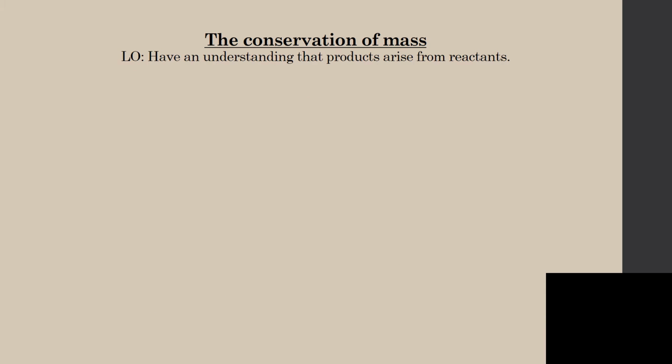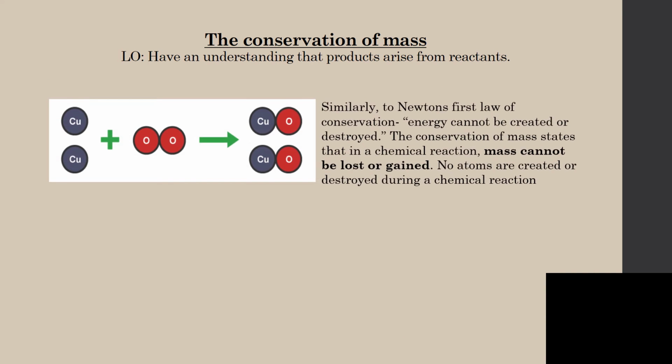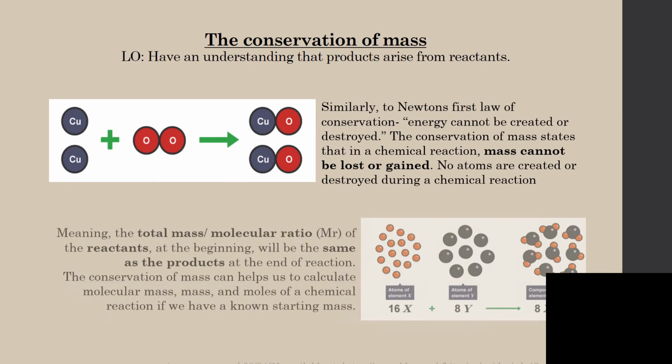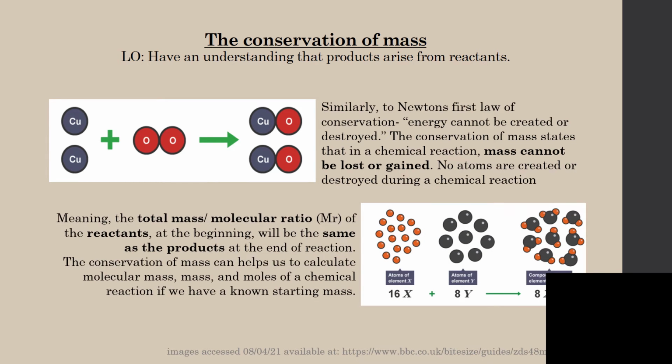To clarify conservation of mass, mass cannot be gained or lost. This is similar to Newton's first law of conservation. Therefore, atoms cannot be lost or gained in a chemical reaction. Meaning, the total mass or molecular mass of the reactants is equal at the beginning and at the end of the reaction. Take this image for example.